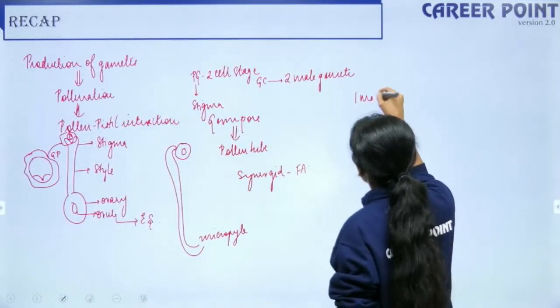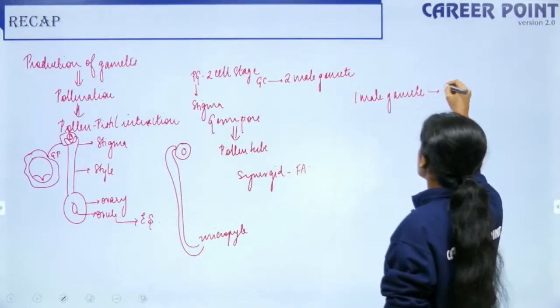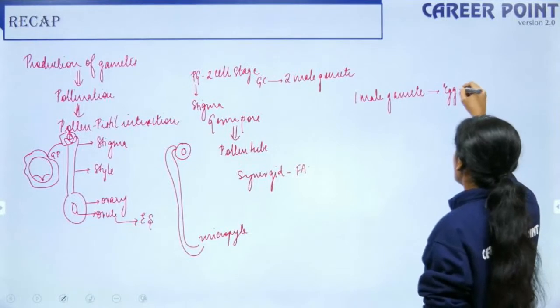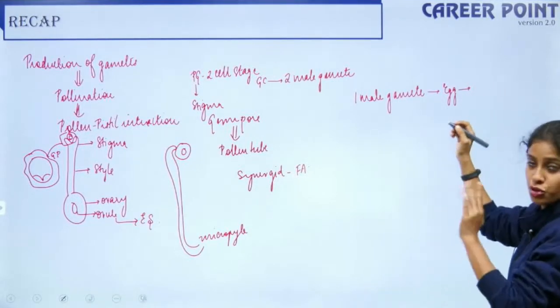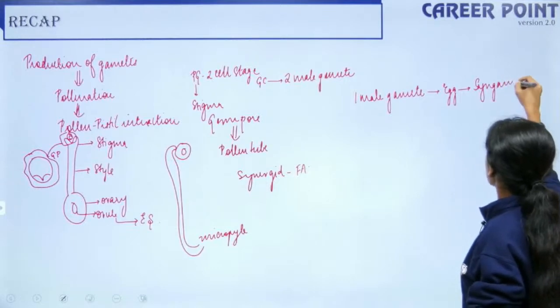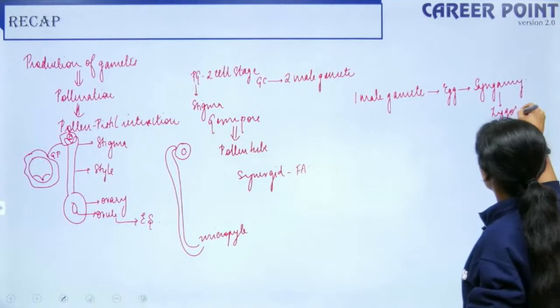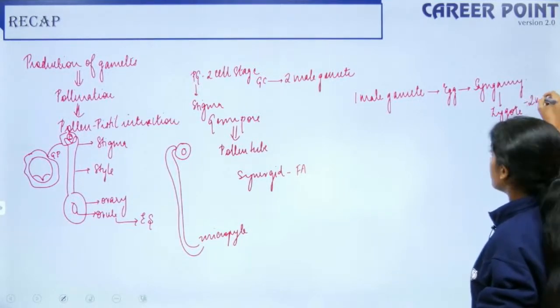So one male gamete fuses with the one egg cell. So this is normal fusion, right? Or this is true fusion. So this is syngamy and this leads to the formation of zygote, which is diploid.